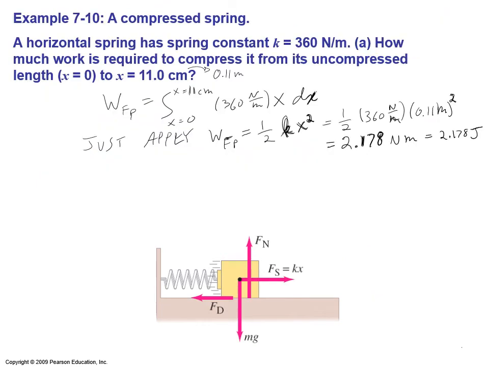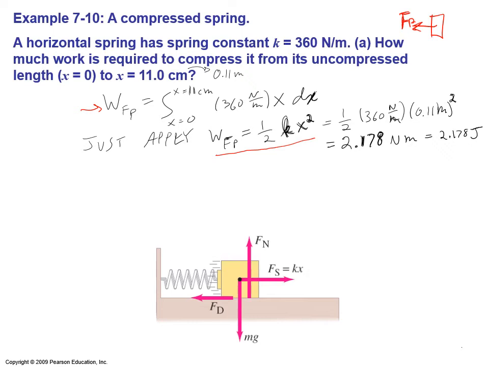Okay, so let's do this calculation. The horizontal spring has a spring constant of 360 newtons per meter. How much work is required to compress it from its uncompressed length to 11 centimeters? So we're taking a hand and pushing it in this way. How much work is required to push it 11 centimeters from its location? Well, we could go through and apply this integral from a to b of the force, but we already did that, and we came up with the work done by the force of the person pushing it being 1/2 kx squared.